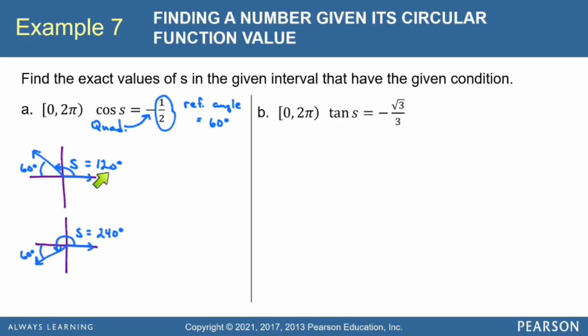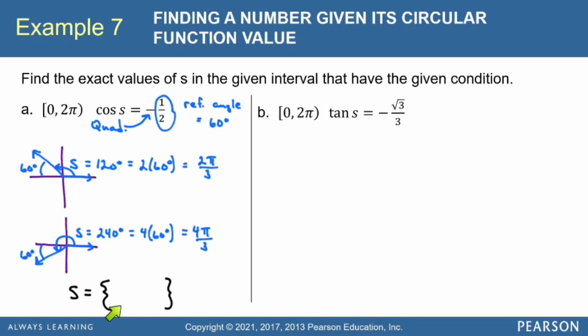So to convert this to radians, we remember that 120 degrees is 2 times 60 degrees, and so that's going to be 2 times pi over 3 in radians. And for 240, that's going to be 4 times 60 degrees, and in radians, that's going to be 4 pi over 3.